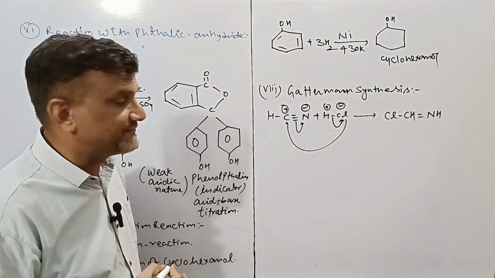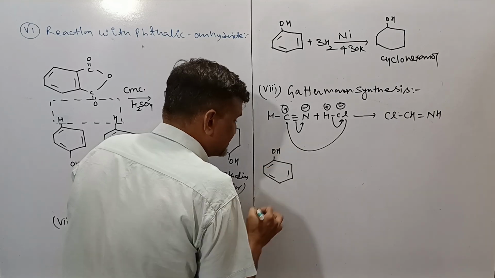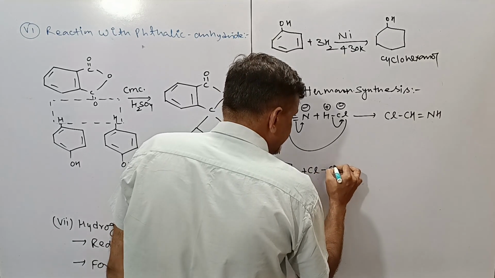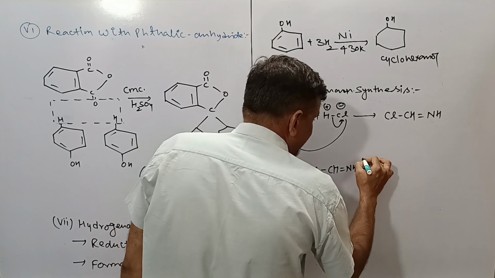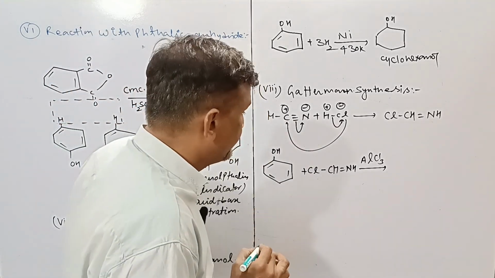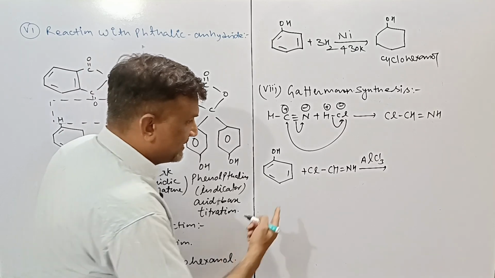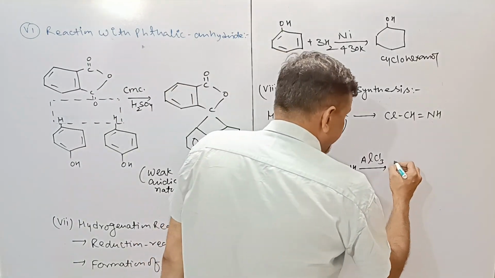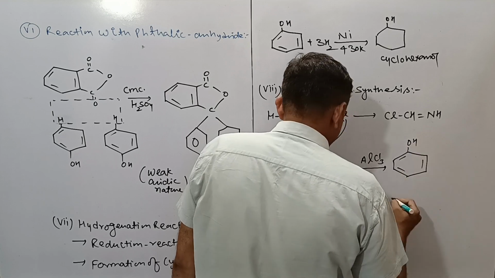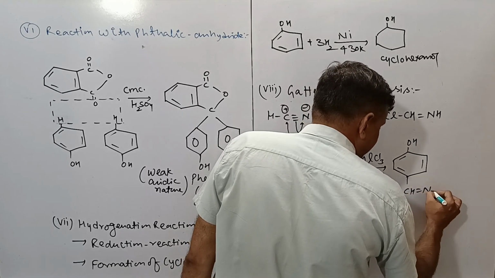Further, whenever it reacts with phenol, then it will form the major product as the ortho isomer. This is the Cl, CH double bond NH, in the presence of AlCl3, aluminum chloride, as a Lewis acid. Further, it will be used like this. Attack can occur at ortho and para, but the major attack is over the para position. So this is the OH, and here is the removal of HCl. So here there will be formation of CH double bond NH.